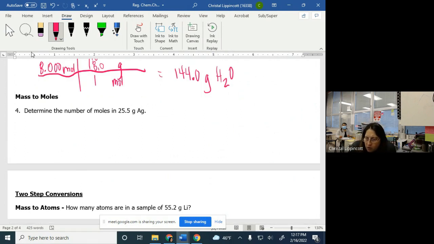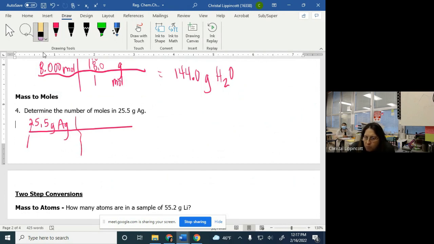Here we're doing 25.5 grams of Ag. I can't draw a straight line to save me. Nope, still can't do it. Close enough.